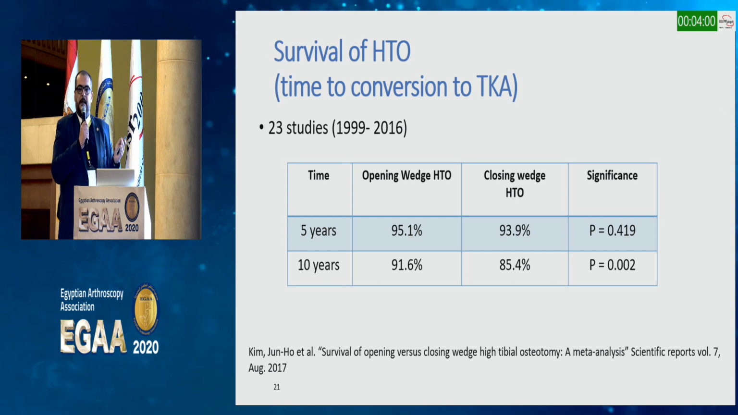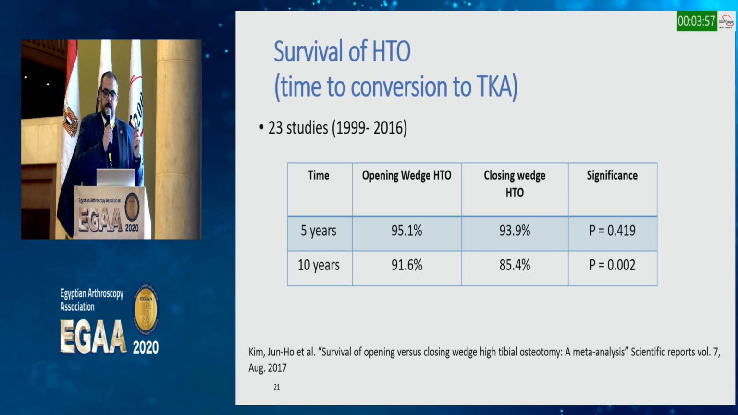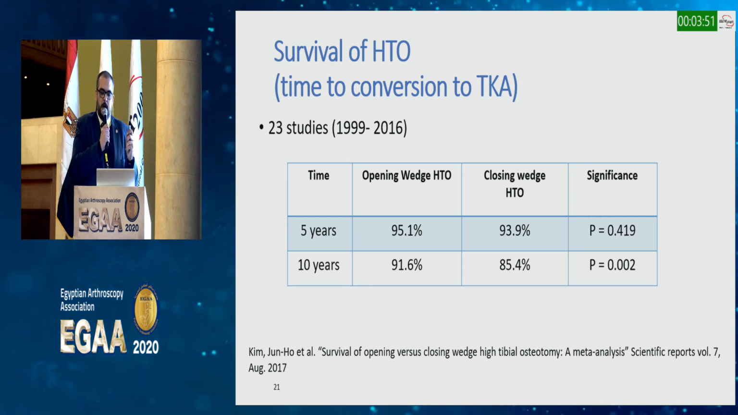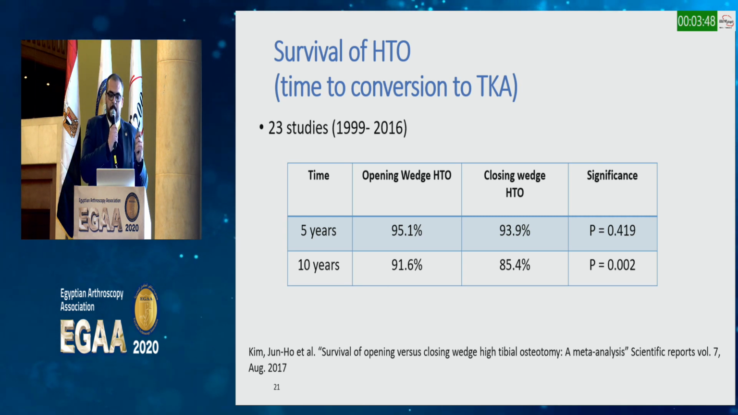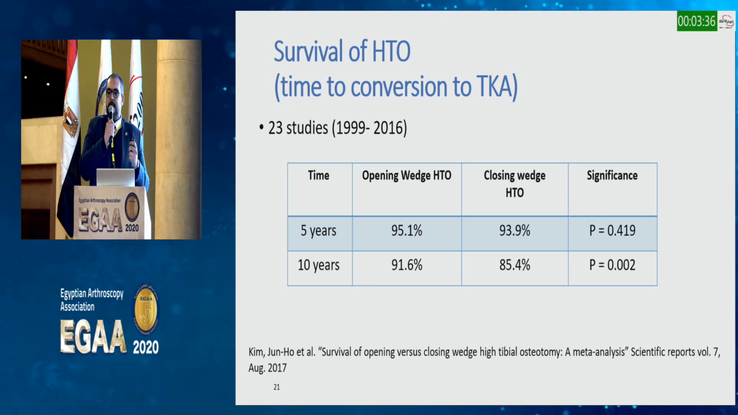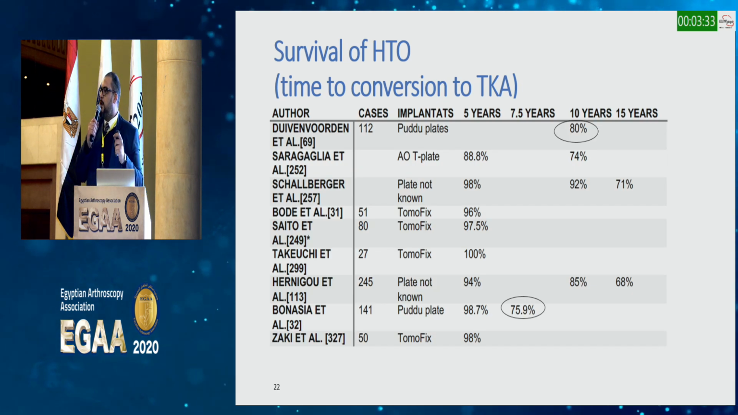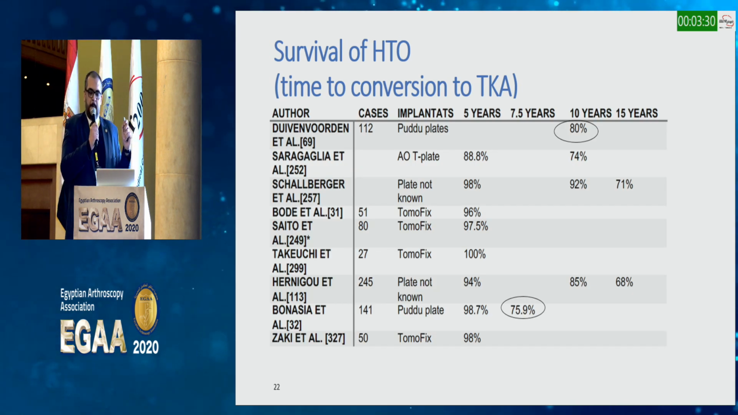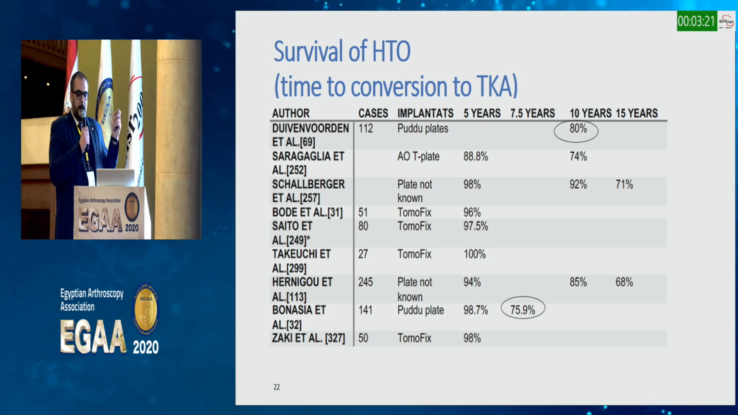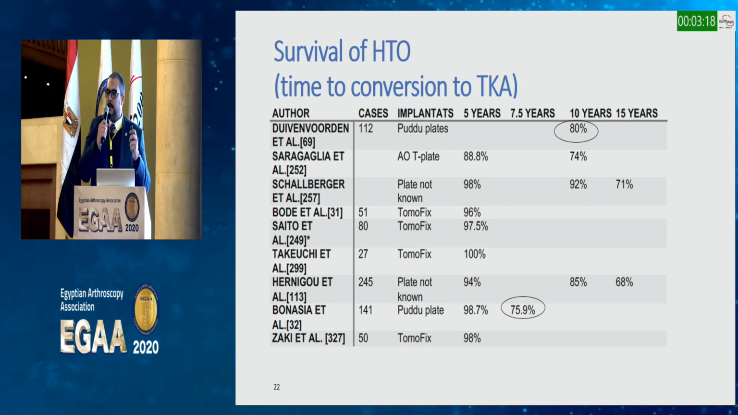How long should the technique survive? The survival, which is simply the time to conversion to total knee arthroplasty. We find this meta-analysis which concluded that 5-year survival is about 95% in opening wedge and comparable to closing wedge. However, 10-year survival of closing wedge osteotomy is less than 85%. This is for technique-wise. What about implant-wise? If you speak about using the non-locked plates, we find the 10-year survival is about 75 or 80%, while it may reach up to 100% when using locked plates.